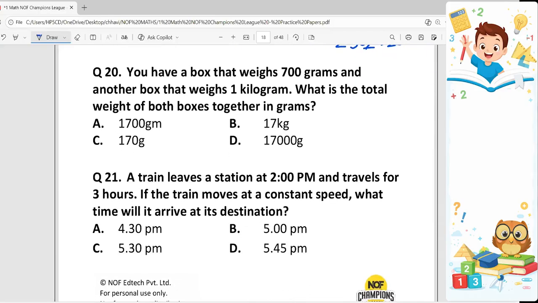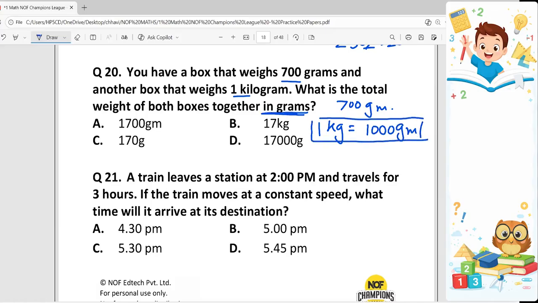20th. You have a box that weighs 700 grams and another box that weighs 1 kilogram. What is the total weight of both boxes together in grams? Now see, they have asked in grams, so we have to convert everything into grams. The first box is 700 grams, so that is okay, nothing to do with it. The second one is 1 kilogram, so we have to convert this 1 kilogram into grams. We all know that 1 kilogram is equal to 1000 grams, isn't it? I told it earlier also. So here we'll convert it. This is 1 kilogram, so it will be 1000 gram.